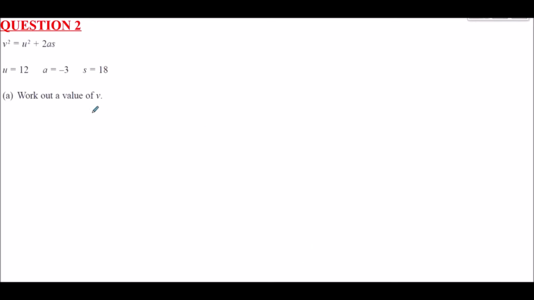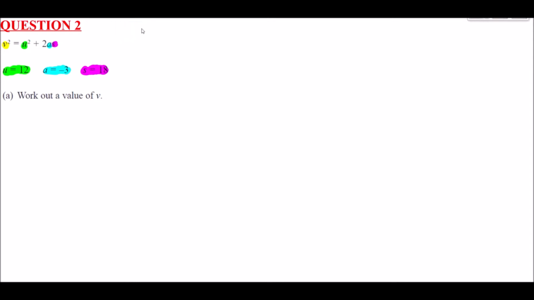We have a formula in which we need to substitute a value of v. So we're told here that v squared equals u squared, where we're told what u is. U is 12, we're told, plus 2as. So a, we're told, is negative 3, and we're also told that s is 18. So work out a value of v.